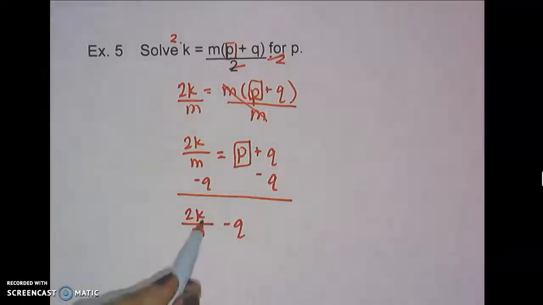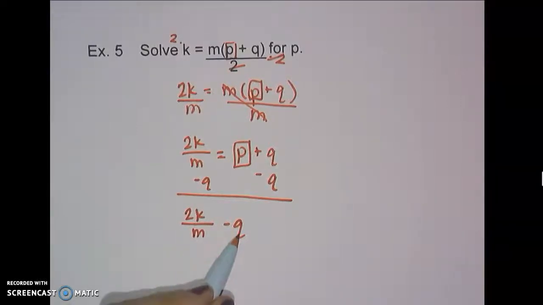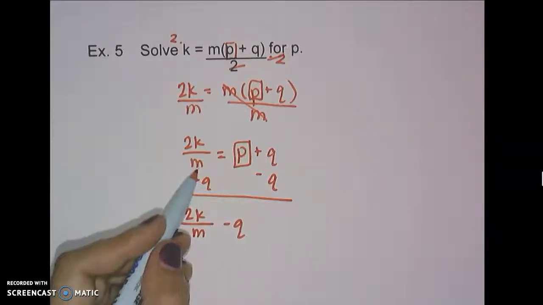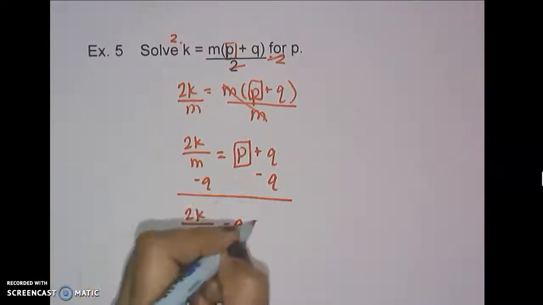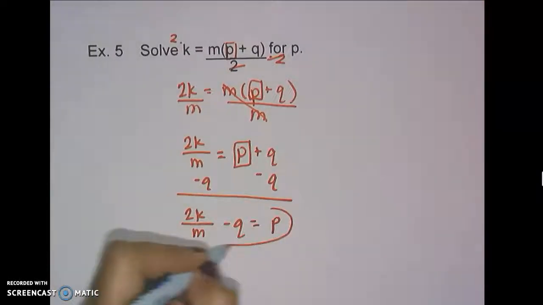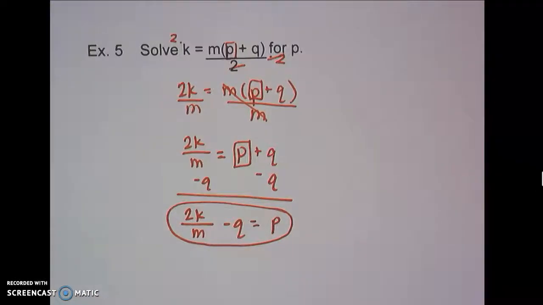This q cannot go in the numerator with the 2k, and it can't go in the denominator with the m. It's got to be just off to the side. It does not have a common denominator with this m in order to combine. There we go. We've got p by itself. That's the variable that they told us to get by itself, so we are good to go.